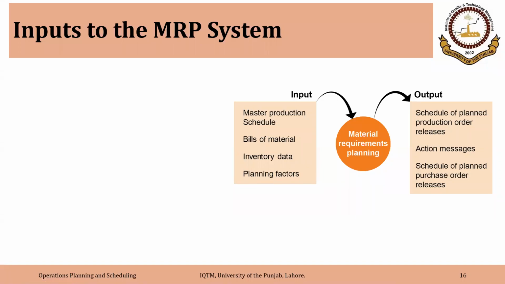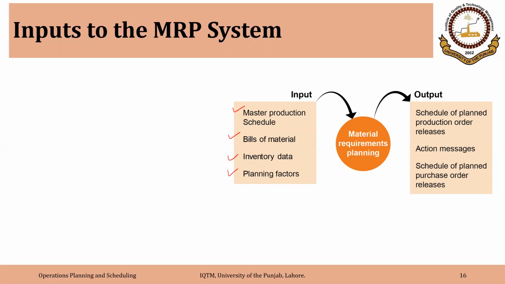So there are four main inputs to the MRP system. The first one is MPS or Master Production Schedule. Second is Bill of Material. The third is Inventory Data. And the fourth is Planning Factors.